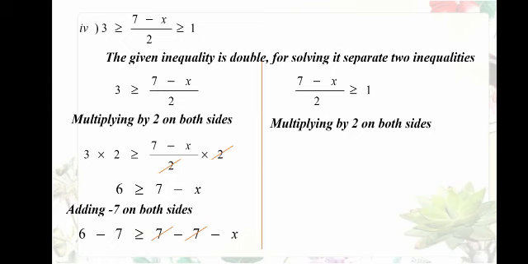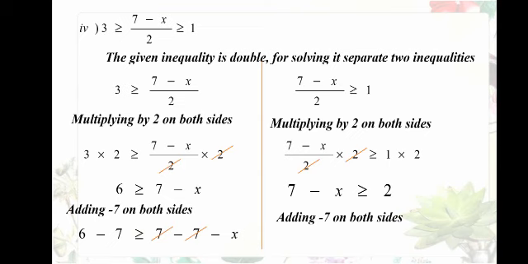So here, for the second pair, multiply 2 on both sides, so the equation will become 7 minus x over 2 multiplied by 2 greater than or equal to 1 multiplied by 2. 2 will be cancelled with 2. The remaining equation will be 7 minus x greater than or equal to 2. Adding minus 7 on both sides, 7 minus 7 minus x greater than or equal to 2 minus 7. 7 will be cancelled with 7. So the remaining two equations will be 6 minus 7 greater than or equal to minus x, and the second equation is minus x greater than or equal to 2 minus 7.